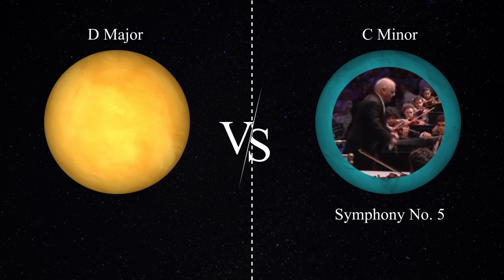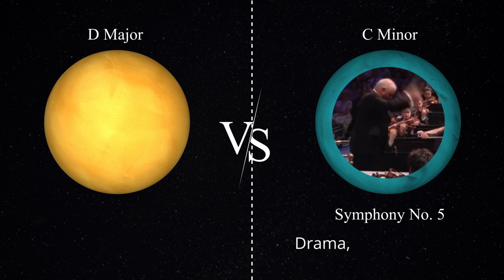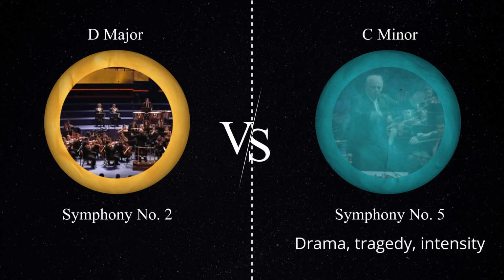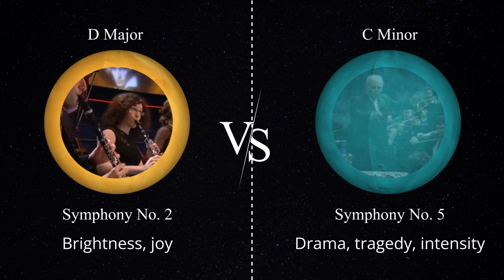Like you, famous composers throughout history have also associated different emotions with specific tonalities. Beethoven, for instance, linked certain qualities to specific keys. For example, C minor conveys a sense of drama, tragedy, and intensity. D major, instead, is linked to brightness and joy.